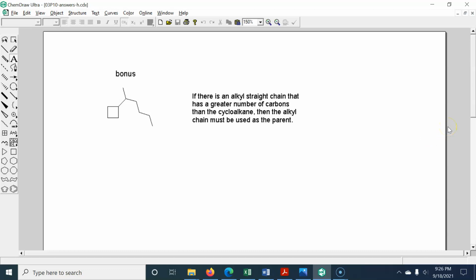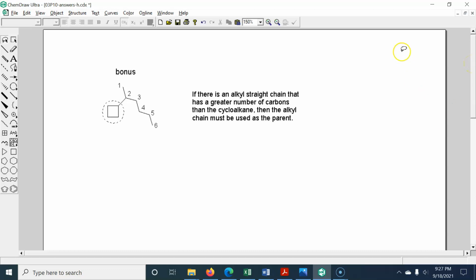How are we going to deal with that? Let me number the parent and circle the substituent. You see how I didn't number the ring? The alkyl straight chain has more carbons, and it's a hexane. Okay, and we're going to treat this ring as a substituent. The substituent can't have the suffix ane. That's only reserved for the parent.